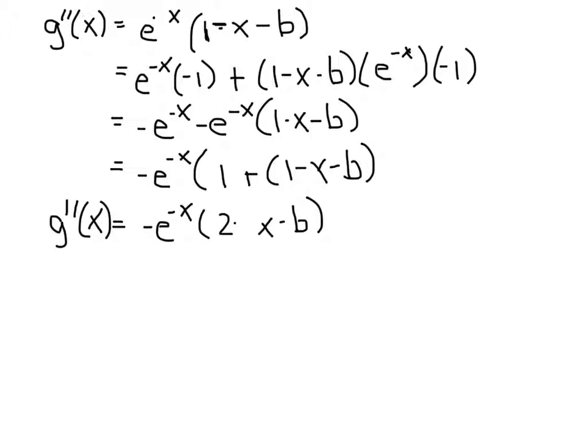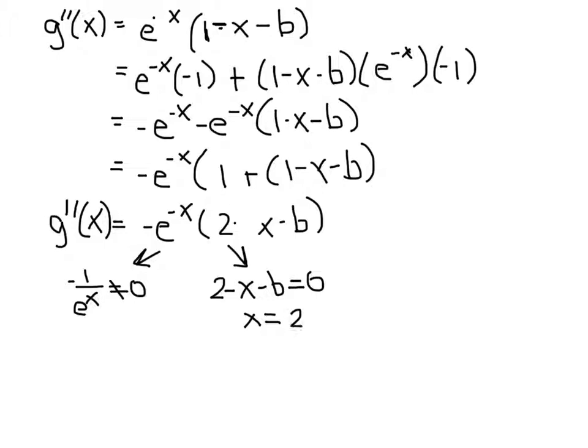Now, if I were to set this equal to 0, we're looking for possible points of inflection. So if I set this equal to 0, it's basically negative 1 over e to the x. We know that that will never be equal to 0 because the numerator can't equal 0. And then if I have 2 minus x minus b equals 0, well, if I solve for x, I'm going to get 2 minus b. Okay, so this is where a possible point of inflection occurs.